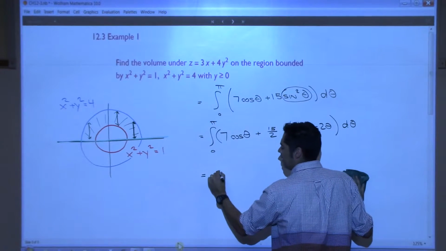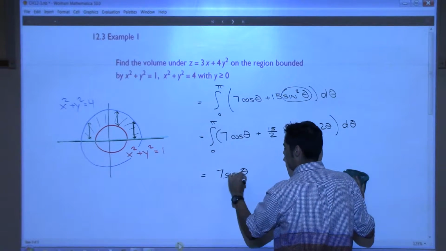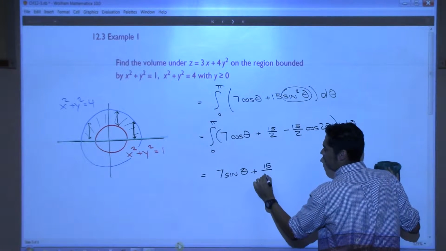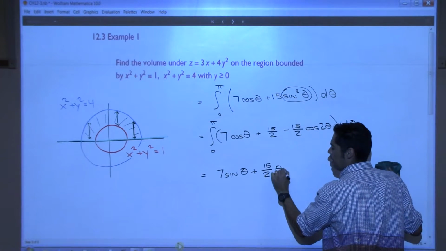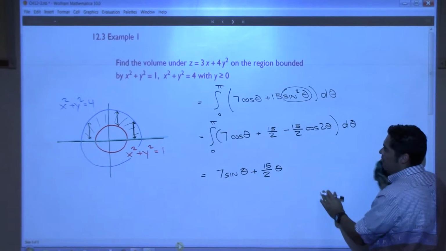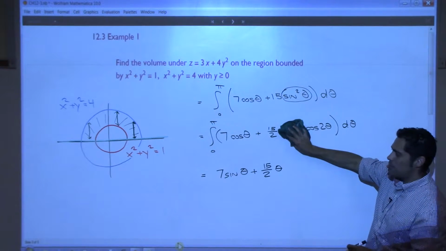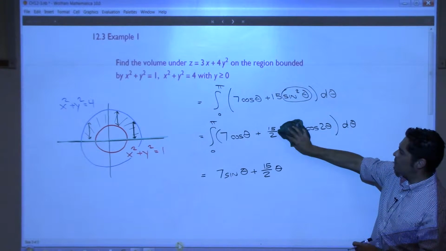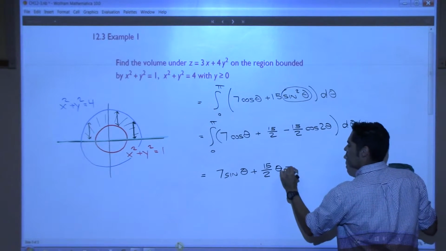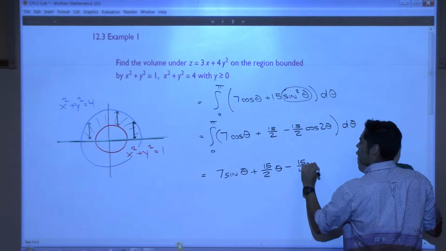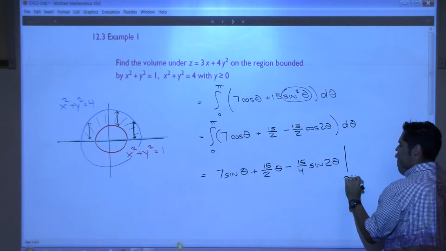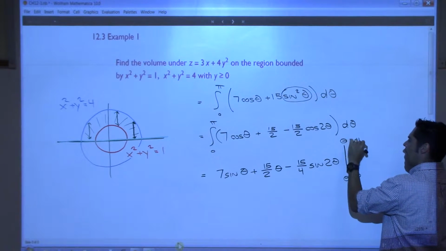Antiderivative of 7 cosine theta is 7 sine theta. The antiderivative of 15 halves is 15 halves theta. Antiderivative of this, what's the antiderivative of cosine 2 theta? 1/2 sine 2 theta, but then hit it with that. So negative 15 over 4 sine 2 theta. Evaluated theta equals 0, theta equals pi.